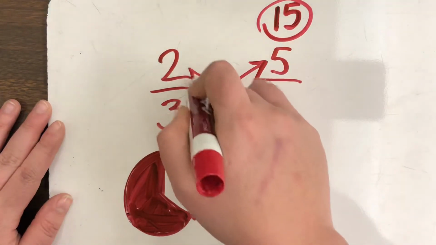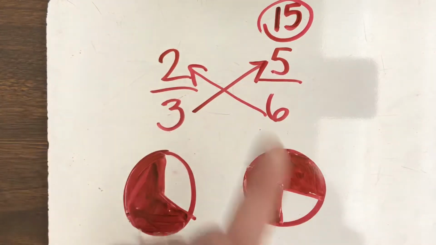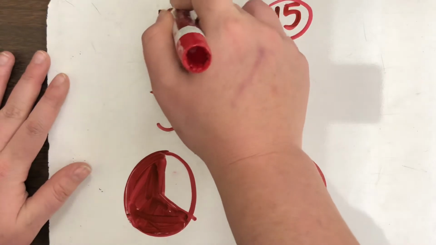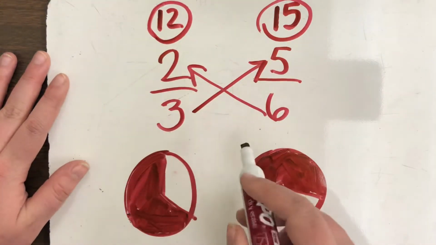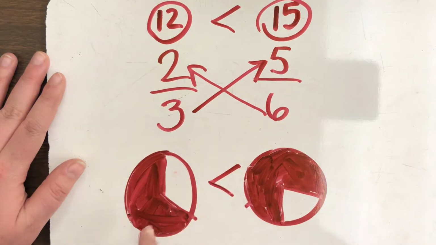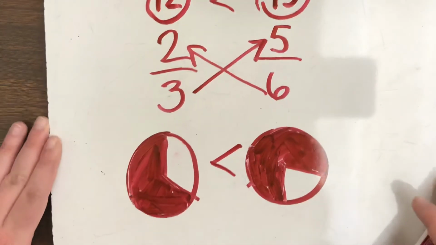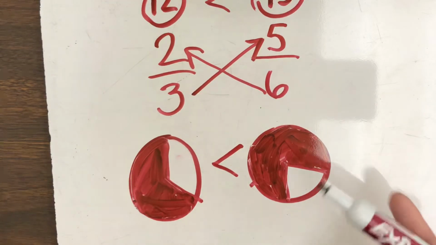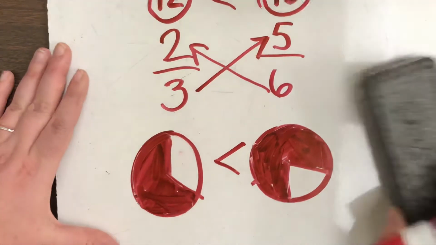Next, we're going to do 6 times 2. 6 times 2 is 2, 4, 6, 8, 10, 12. So I'm going to write 12 over here. 15 is larger than 12, so the gator's going to eat that one, and so that means that this fraction is larger than this fraction. So you would read this as 2/3 is less than 5/6, and that would be true because the gator is eating 5/6.